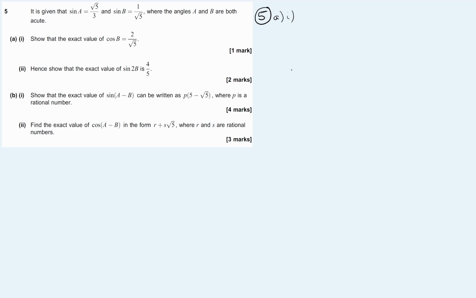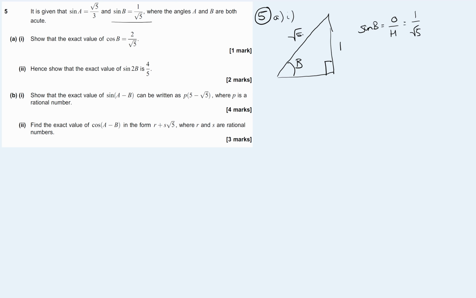Whenever I'm doing an exact value problem, I always want to go back to my right angled triangles. So let's draw out my right angled triangle. This is the right angled triangle for b, and I'm told in the question that sine b is 1 over root 5. If we remember from GCSE, sine is opposite over hypotenuse, so the opposite in this triangle is 1 and the hypotenuse is root 5.